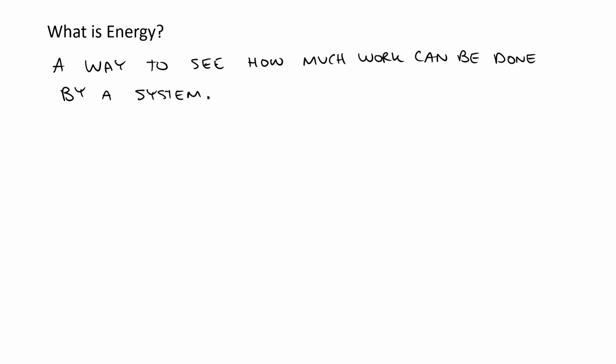All right. So there are different types of energy. We'll get into kinetic and potential energy. There's thermal energy. There's chemical energy. The basic definition is a way to see how much work, I'm going to underline work, can be done by a system. When I have a lot of energy, I can do work. Is that what we mean here? Let's ask, what is work?